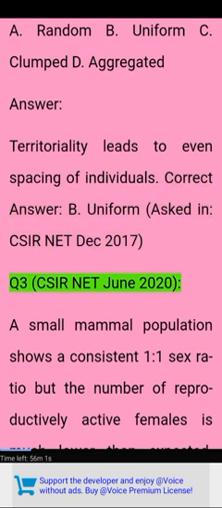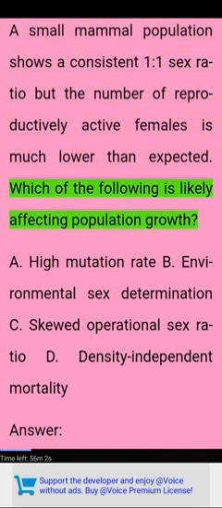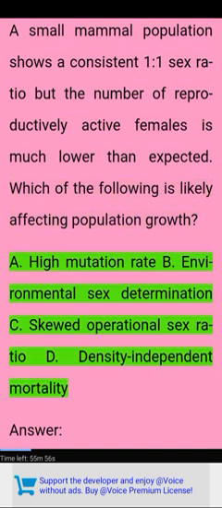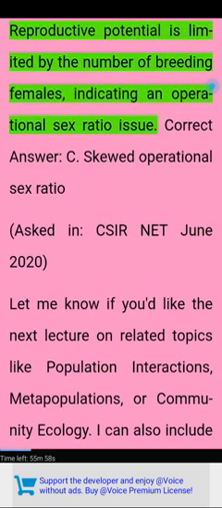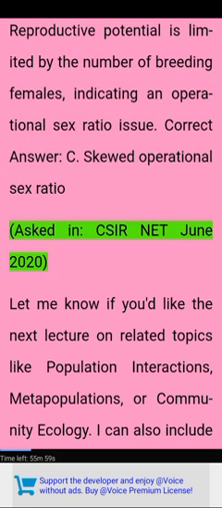Q3, CSIR NET June 2020. A small male population shows a consistent 1:1 sex ratio, but the number of reproductively active females is much lower than expected. Which of the following is likely affecting population growth? A, high mutation rate; B, environmental sex determination; C, skewed operational sex ratio; D, density-independent mortality. Answer: reproductive potential is limited by the number of breeding females, indicating an operational sex ratio issue. Correct answer: C, skewed operational sex ratio. Asked in CSIR NET June 2020.